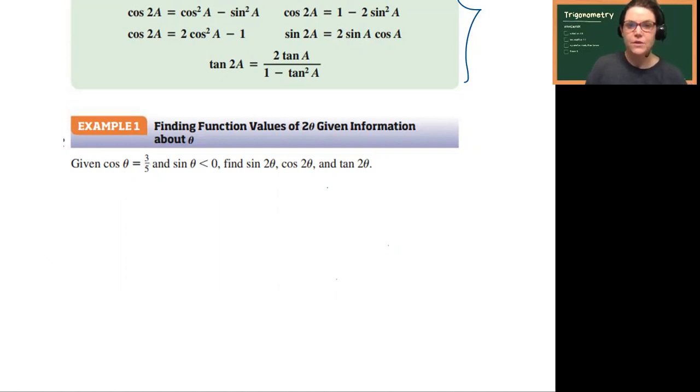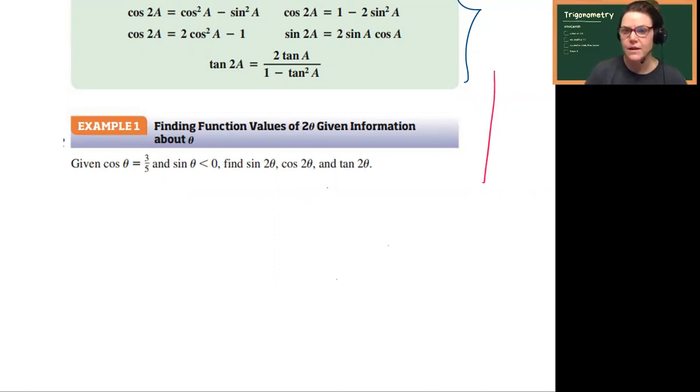So this time, you'll notice I have 3 different cosine double angle identities. This one involves both cosine and sine, whereas the other 2 just involve one of the ratios. So that's kind of what helps us determine when we use what. It depends on what we already know. Now, in this case, they've given me cosine theta is 3/5, and that sine theta is less than 0.